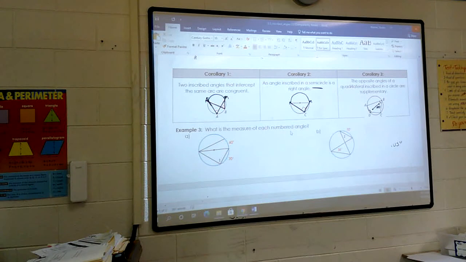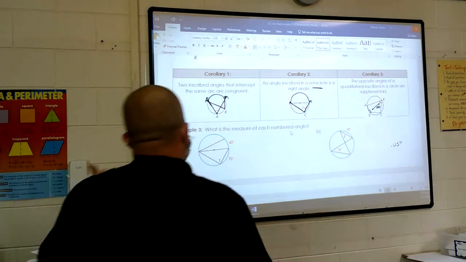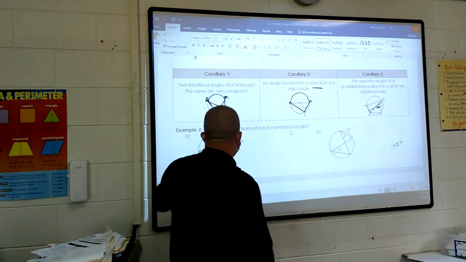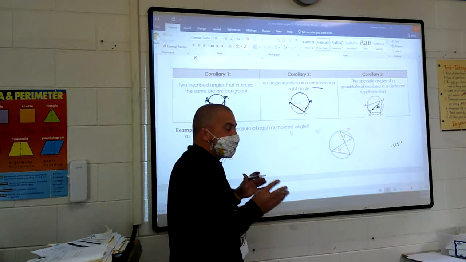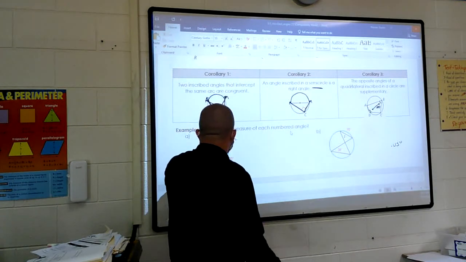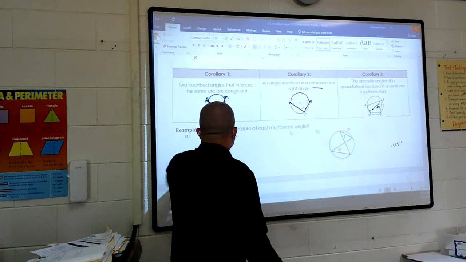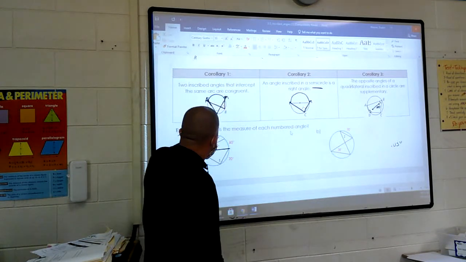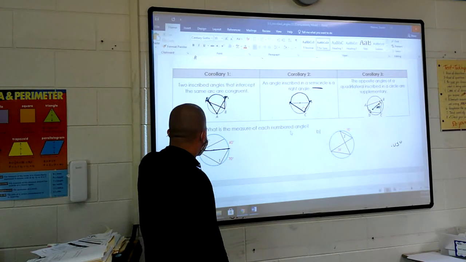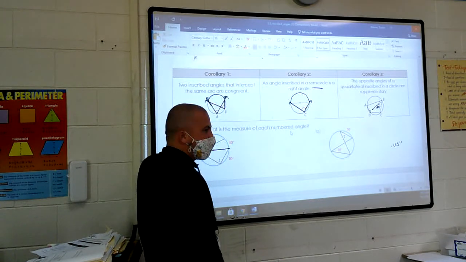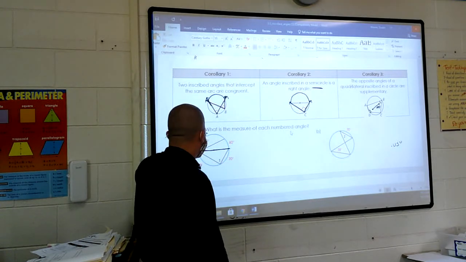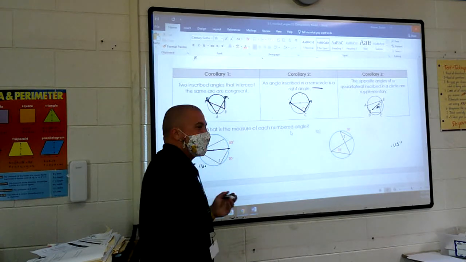All right, example 3. What's the measure of the numbered angle? First of all, these are your pieces of the puzzle like we talked about. This here is a semicircle, right? So how much is this arc that's up here that's not measured? 140. Because that's 40 and 140, that's 180. If this is 70, how much is this down here? 110. Now we have all the arcs. A lot of times I like to do that first just so I have it.